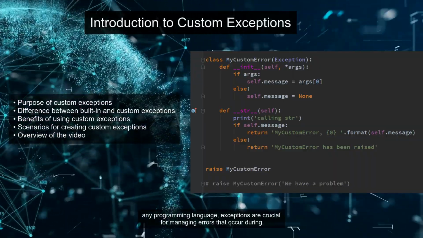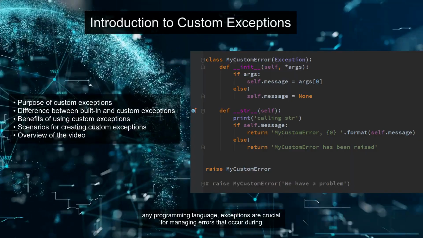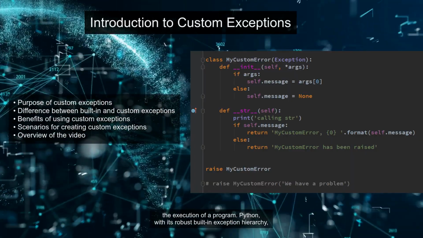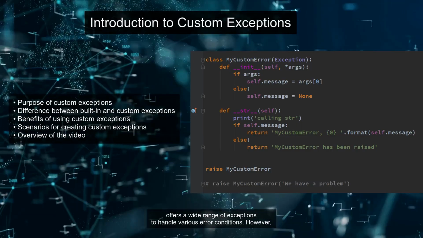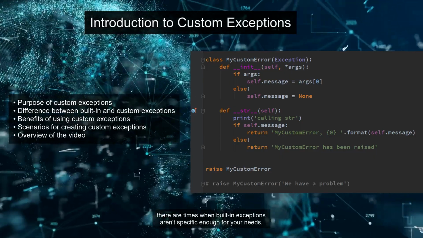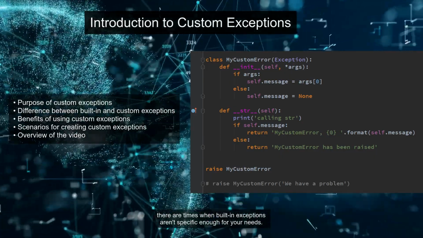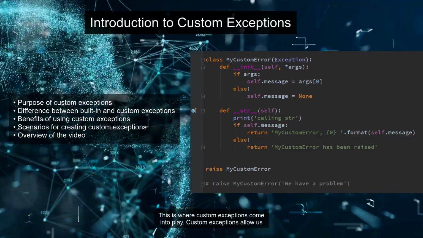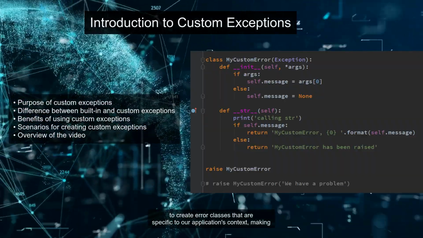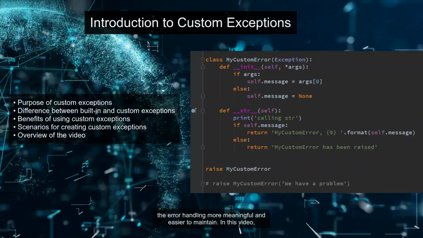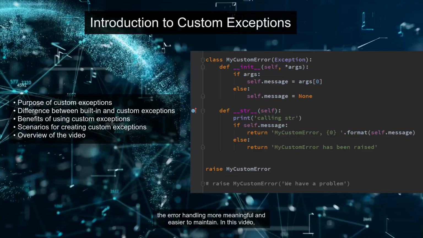In any programming language, exceptions are crucial for managing errors that occur during the execution of a program. Python, with its robust built-in exception hierarchy, offers a wide range of exceptions to handle various error conditions. However, there are times when built-in exceptions aren't specific enough for your needs. This is where custom exceptions come into play. Custom exceptions allow us to create error classes that are specific to our application's context, making the error handling more meaningful and easier to maintain.